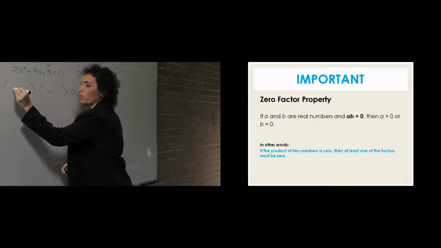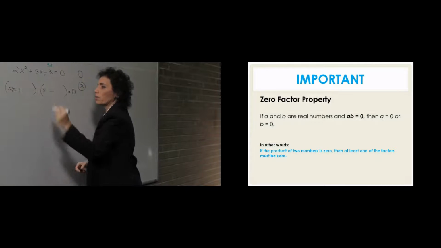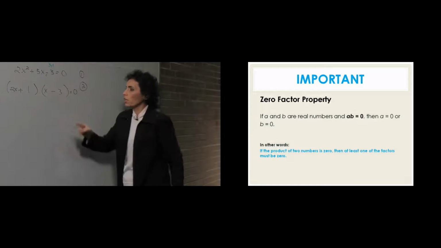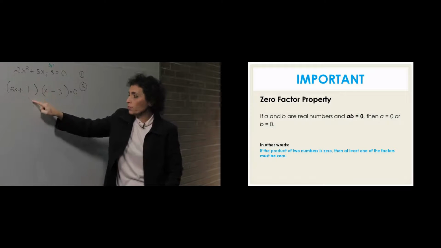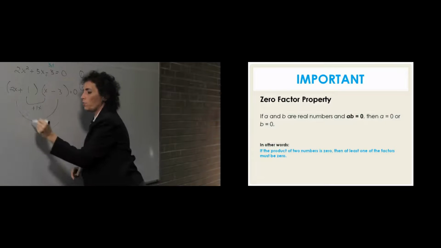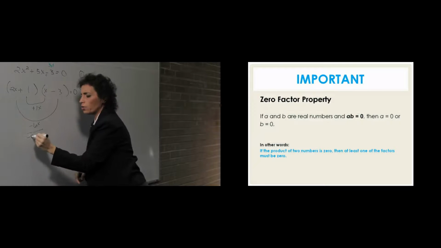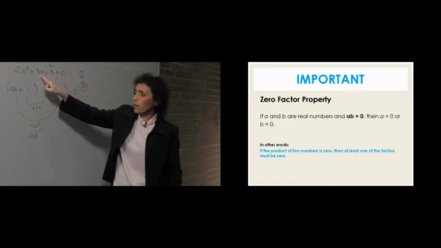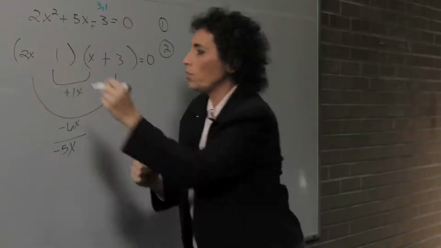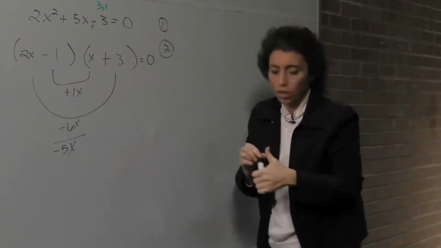Okay, so we have 2x and x. Okay, I'm going to put a 1 here and a 3 here. I'm going to do this, watch. Positive 1x, negative 6x. Oh, very close. Very close. Because I have the right numbers. That's okay. We'll just change the signs. Now I'll get them. Okay, now we're good.